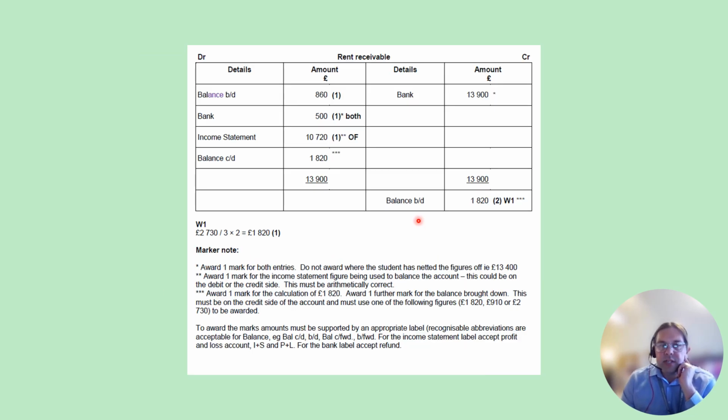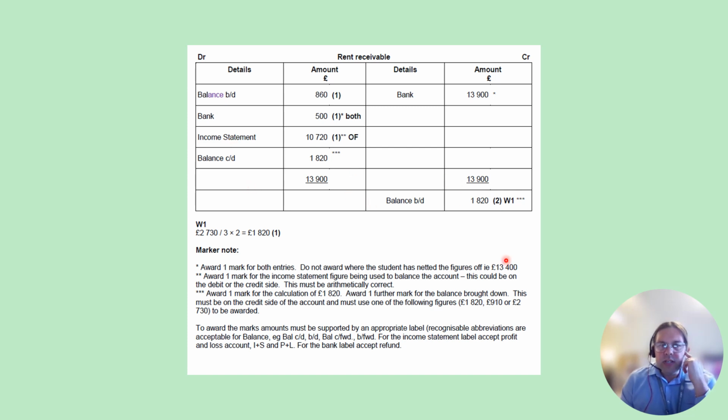So you've got the mark scheme here. So the balance brought down, 1 mark, 860. You can see that the bank has got a star next to it. That's because you need to get the bank figure here, 13,900, and on the debit side, 500. You have to get both of those to get the mark. Because if you put them both on the same side, you're saying that a refund of money going in goes on the same side. That shows you don't really understand and you're guessing. So you get both of those for a mark.